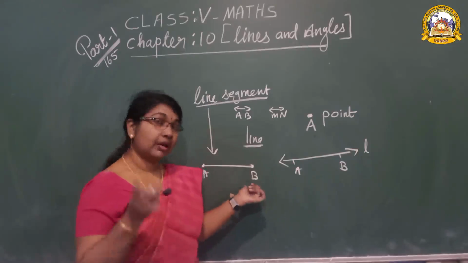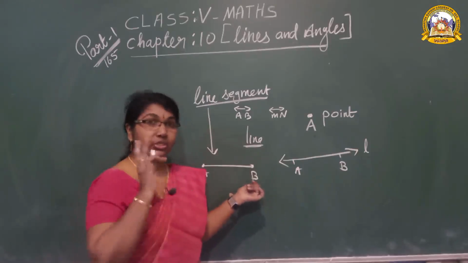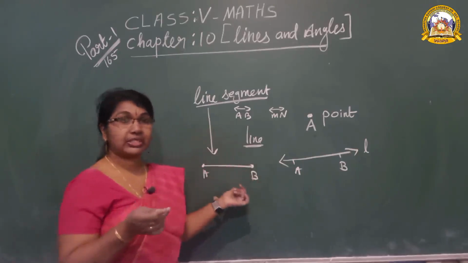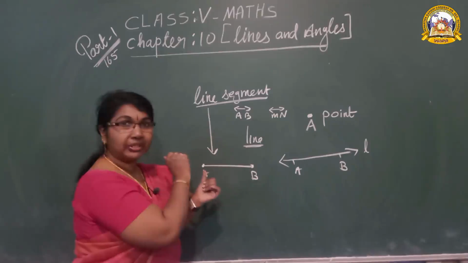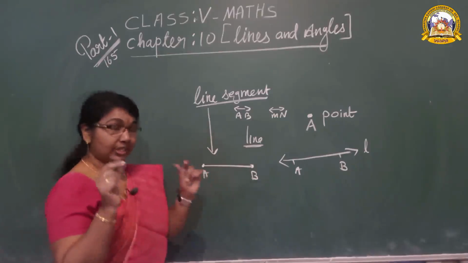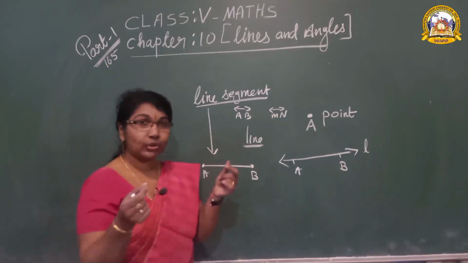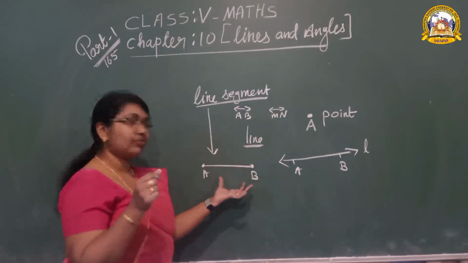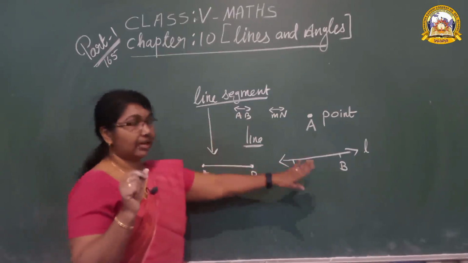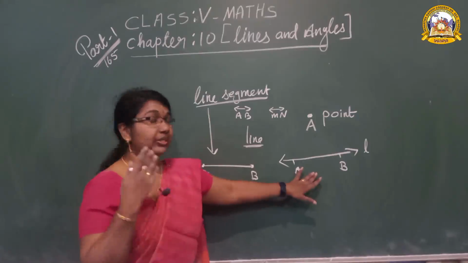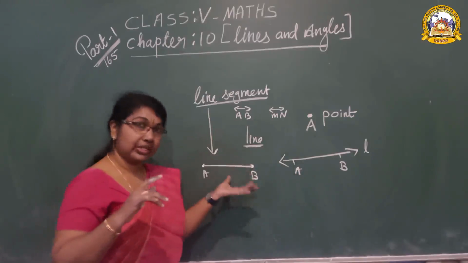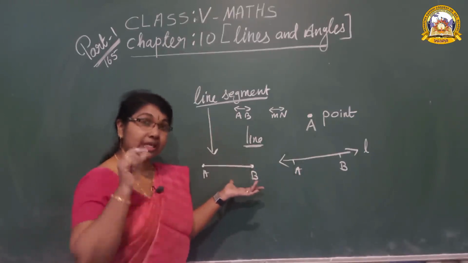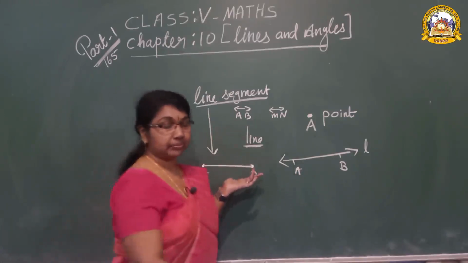How many end points does it have? Two end points. It has a fixed length. By using a scale, you can measure how many centimeters it is. In the 4th class you studied 3 centimeter, 4 centimeter. Once more I explain: a line has no end point, we cannot measure it. A line segment has two end points, we can measure it. It has a fixed length.